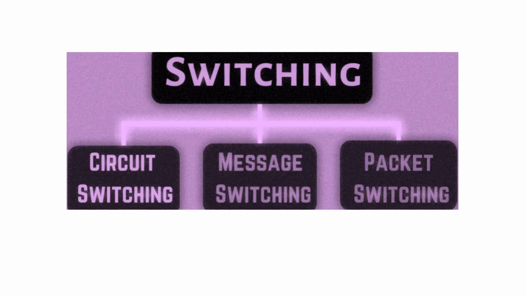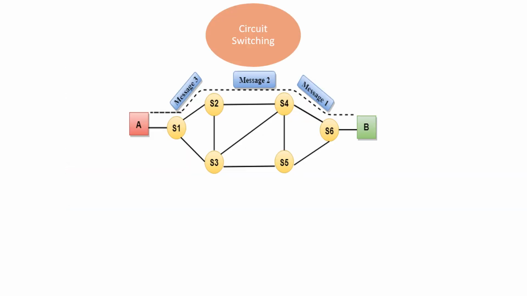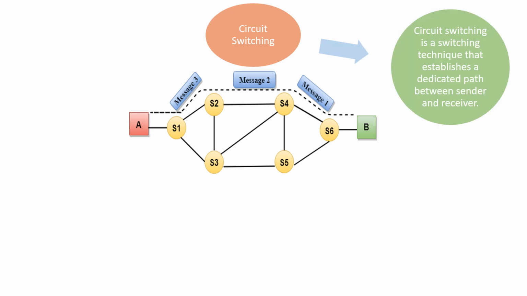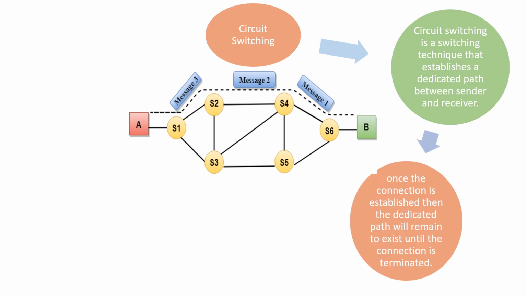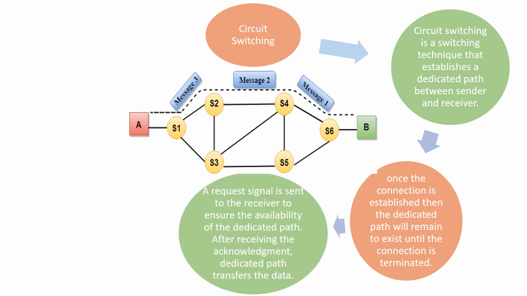So this switching concept is developed because of the two important reasons. There are three types of switching techniques. They are circuit switching, message switching, and packet switching. First, we can see what is circuit switching, and this is a technique that establishes a dedicated path between the sender and receiver. Once the connection is established, then the dedicated path will remain to exist until the connection is terminated. And the request signal is sent to the receiver to ensure the availability of the dedicated path, and after receiving the acknowledgement, the dedicated path transfers the data.